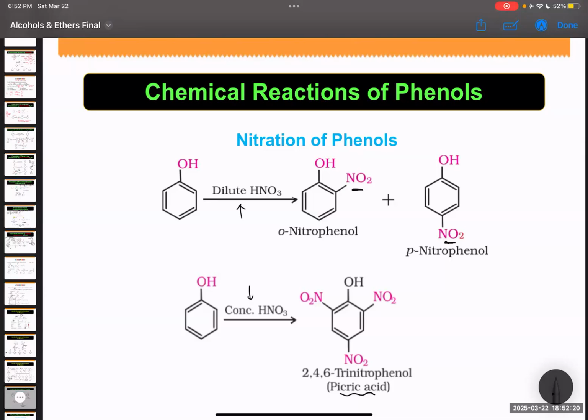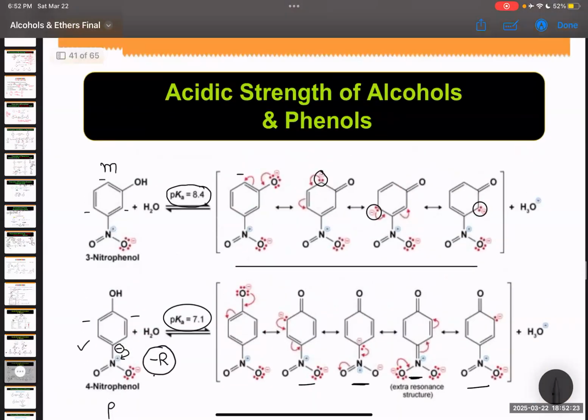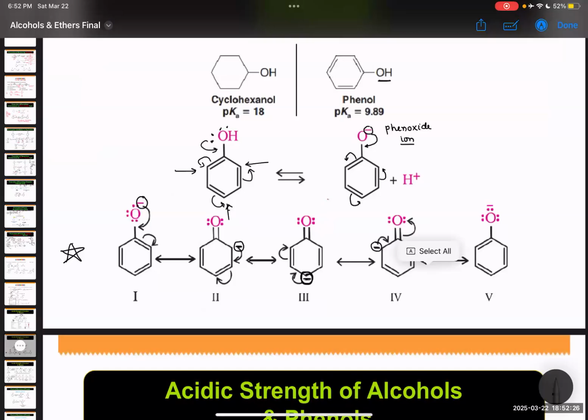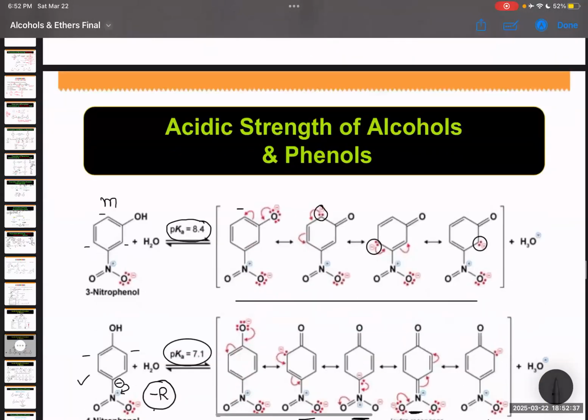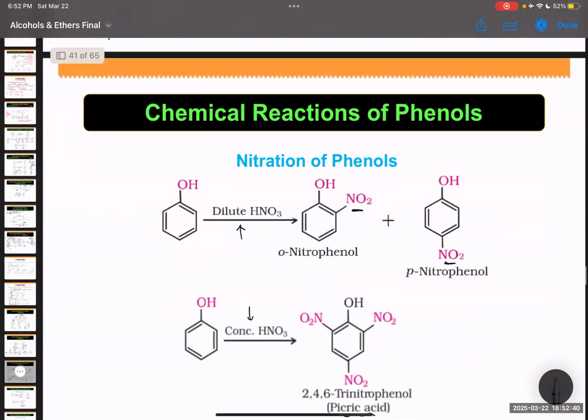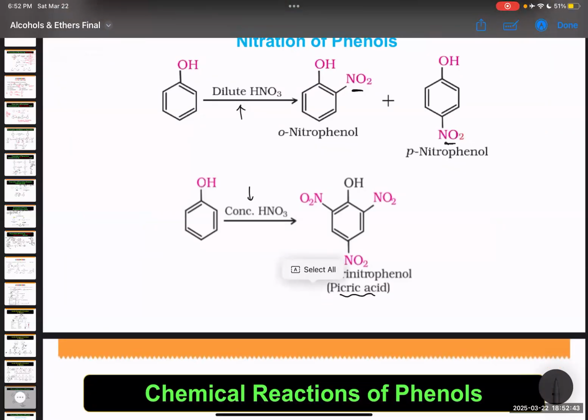Why not at meta? Because meta position doesn't have the electron density. Ortho and para positions are more rich in electron density. So those are the positions where the electrophile is going to come in and where the reaction is going to happen. If you use dilute, you will just have one NO2 group attached either at ortho or at para. If you use concentrated, the reaction will proceed to a greater extent, and you have 3 NO2 groups attached at all the 3 ortho and para positions. Okay, so this is nitration of phenol.